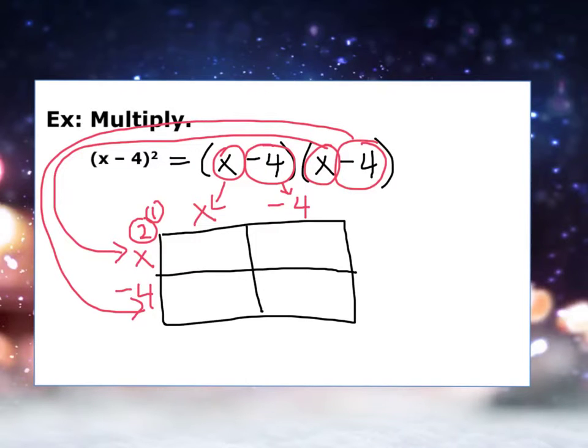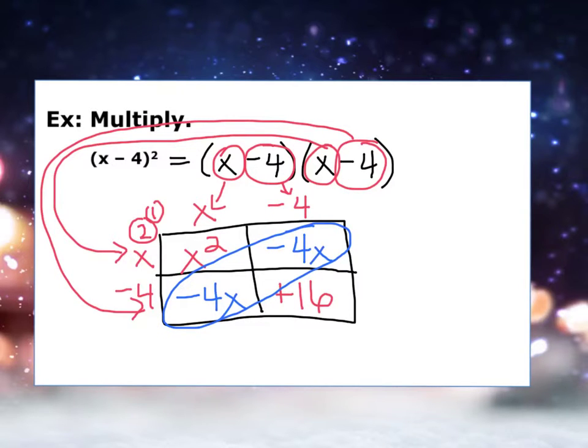And now I'm going to multiply just to get my terms on the inside. So x times x is x squared. Negative 4 times x is negative 4x. Negative 4 times x is negative 4x again. And negative 4 times negative 4 is positive 16. Now that I have all my terms, I'm always going to combine the two diagonal terms. And I add those, I combine them together, so it becomes negative 8x.